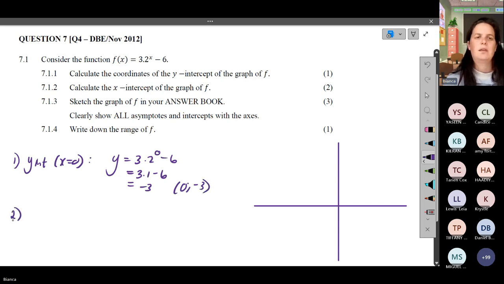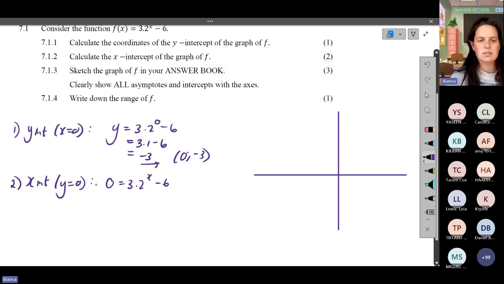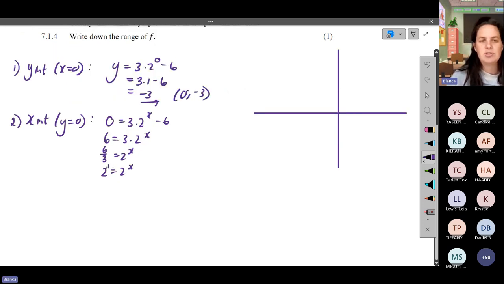Number 2, it says calculate the x-intercept. To find the x-intercept of the function, we make y equals 0. So I'm going to say 0 equals 3 times 2 to the power of x minus 6. We're going to solve for x. So the 6, we can do the inverse operation. No logs needed. It's times by 3, so you're going to do the inverse, which is divide by 3. That becomes 2. Bases are the same, so you can equate the exponents. So the x-intercept is (1; 0).